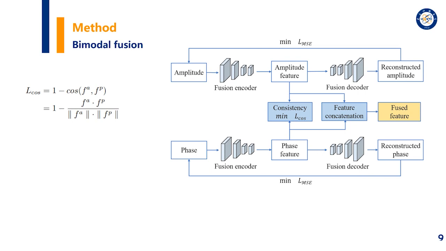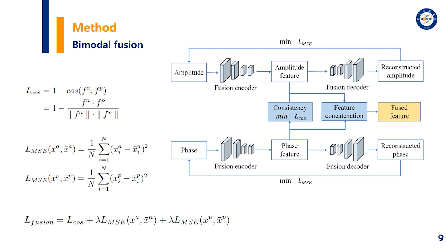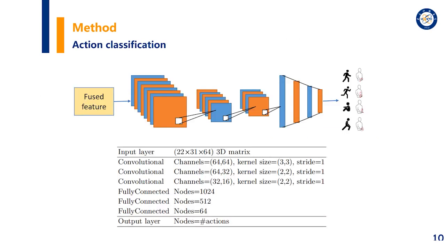to minimize L cos. In addition to minimizing the distance between the amplitude and the phase, the extracted features should keep the original features of each modal. Hence, the reconstructions of the amplitude and the phase should be as similar to the original as possible. That is, to minimize L MSE of the amplitude and the phase. The total loss of the fusion autoencoder can thus be defined as the summary of L cos and L MSE of the amplitude and the phase. The extracted features of the amplitude and the phase are concatenated as the fused features for action classification. We employ CNN as the action classifier, which contains 3 convolutional blocks followed by 3 fully connected layers.